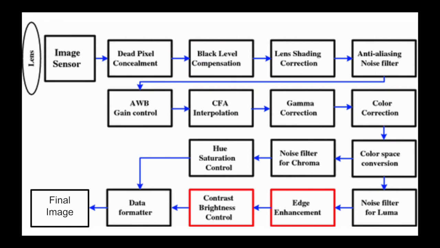With that, let's begin. To recap, so far we've covered how a camera converts light into a Bayer domain image, how to correct dead pixels, how to compensate for black levels, how to adjust for lens shading, what an anti-aliasing filter is and how to apply one, how to apply auto white balance gain control, how to convert the Bayer domain image into a full RGB image, how to adjust the lightness scale to make a more visible image, and finally how to convert color spaces from RGB to YCbCr.